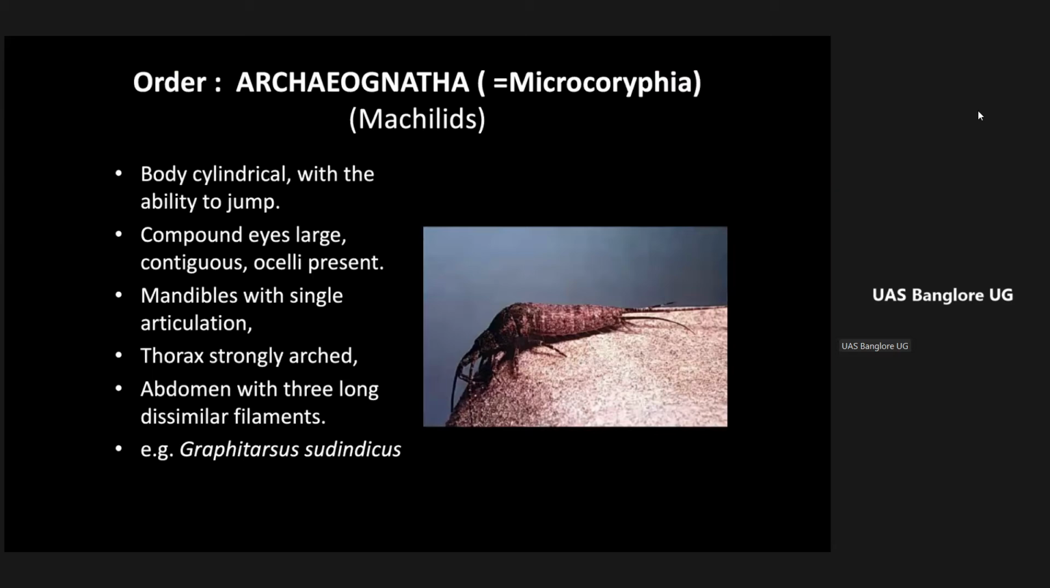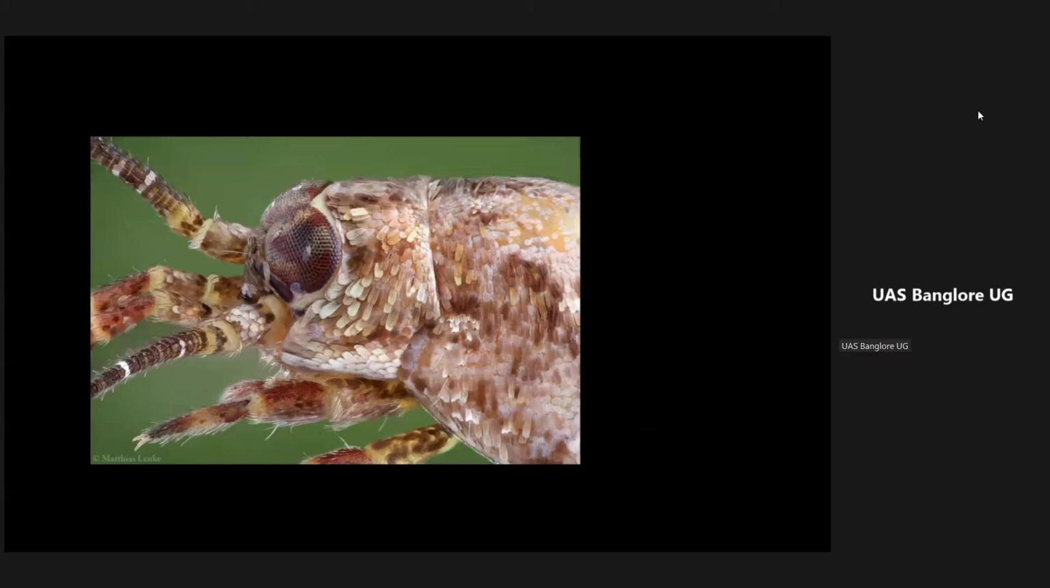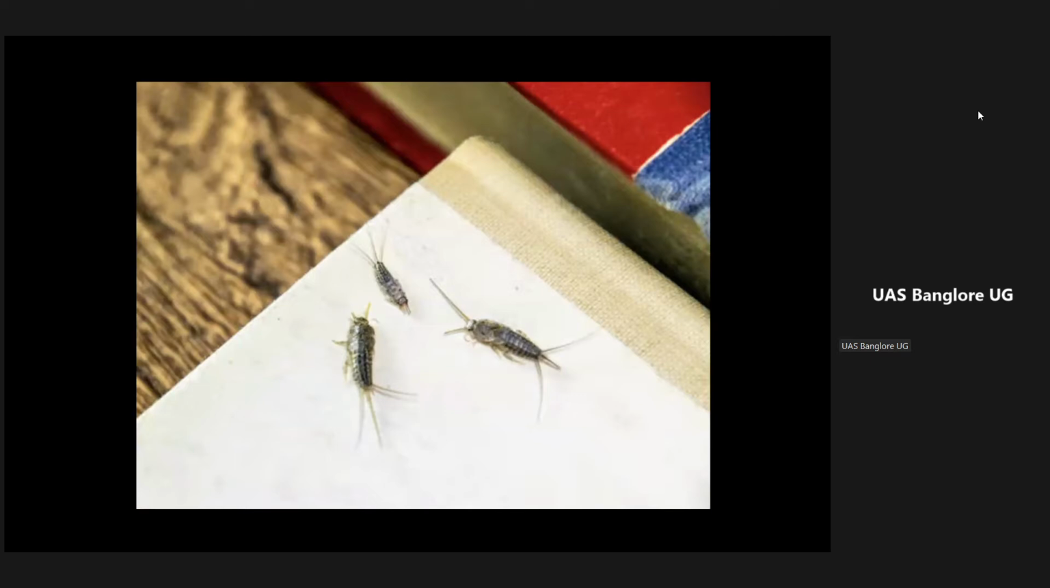Then you can see that there are some insects which cannot live without books. We all know that we cannot live without our mobiles. Without our mobiles, we become handicapped. So there are some insects which are always seen on books. What is that? This is the silverfish. How many of you have gone to the library?